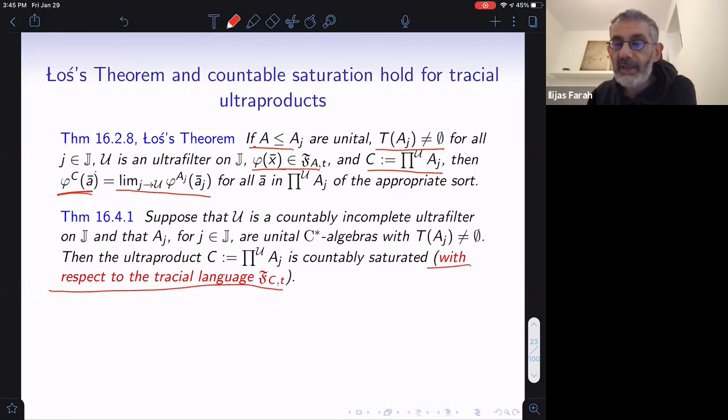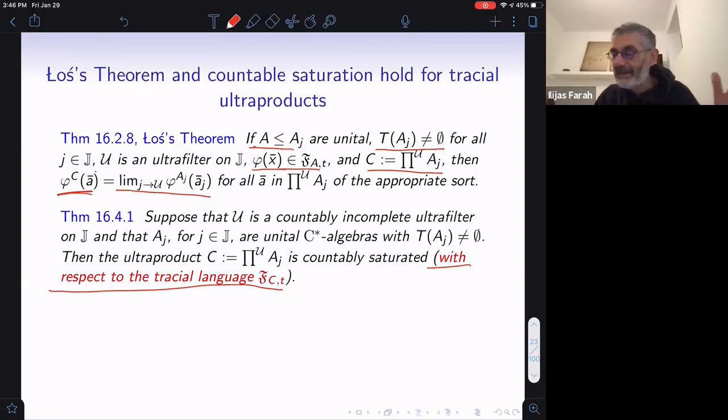You see, if you just say this C-star algebra is countably saturated, it means all sorts of things, right? We already went over tons and tons of consequences of this. Well, here you should be careful not to say this C-star algebra is countably saturated. It is not countably saturated as a C-star algebra. It is countably saturated as a tracial C-star algebra, and there is a difference. We'll see what it is in a moment. Any questions?